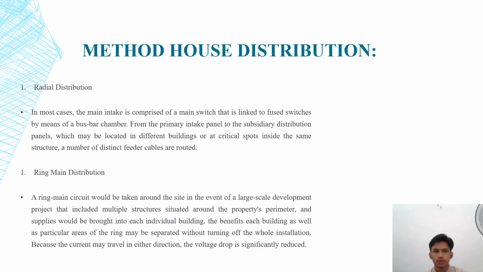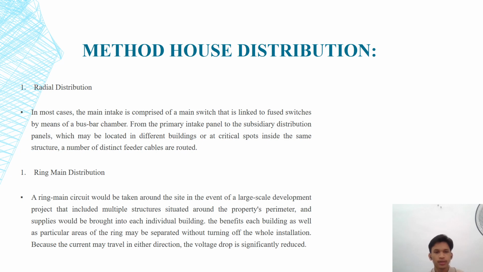Main house distribution. First, radial distribution. In most cases, the main intake is comprised of the main switch that is linked to a fuse switch by means of a busbar chamber. From the primary intake panel to the subsidiary distribution panel, which may be located in different buildings or at critical spots inside the same building, a number of distinct feeder cables are routed.